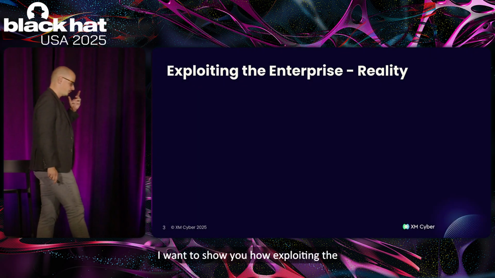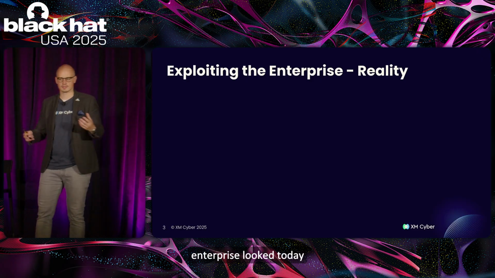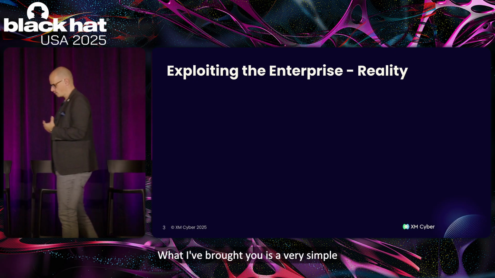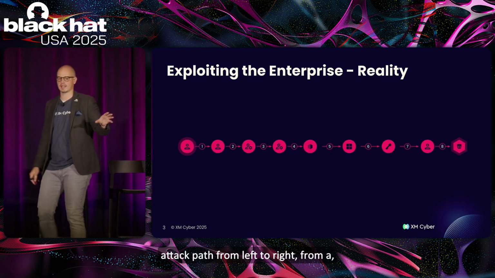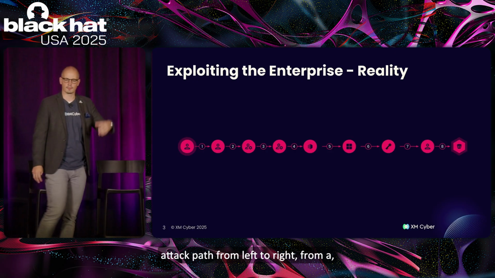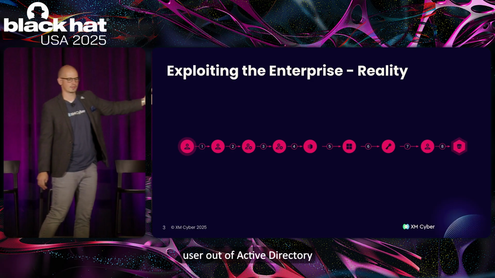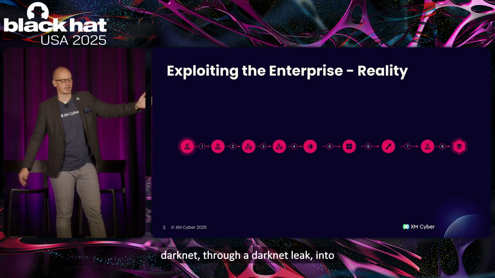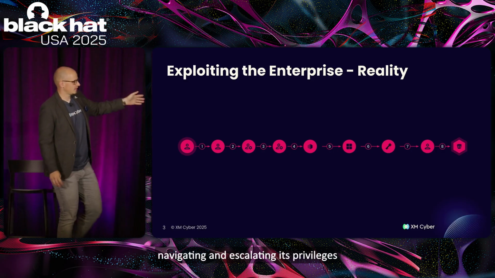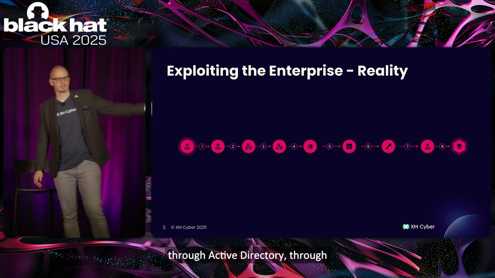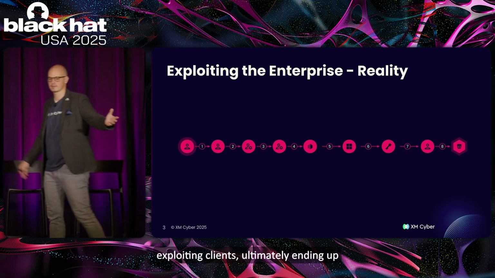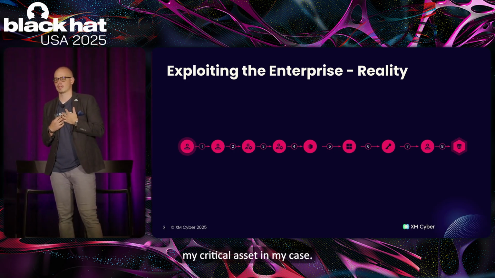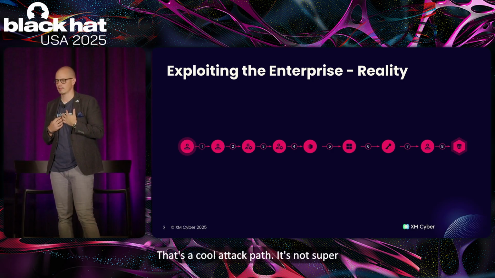I want to show you how exploiting the enterprise looks today from a reality perspective. What I've brought you is a very simple attack path from left to right, from in this case, a standard user out of Active Directory who got maybe compromised through a darknet leak, into navigating and escalating its privileges through Active Directory, through exploiting clients, ultimately ending up in an S3 bucket, which is my critical asset in my case. That's a cool attack path.